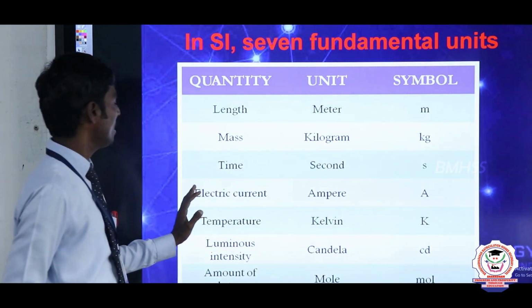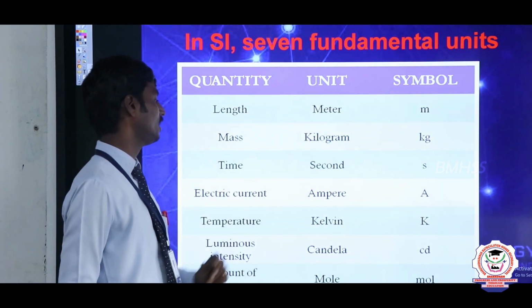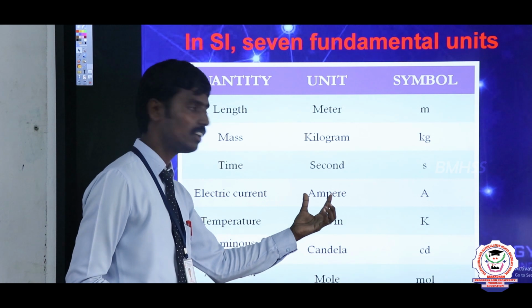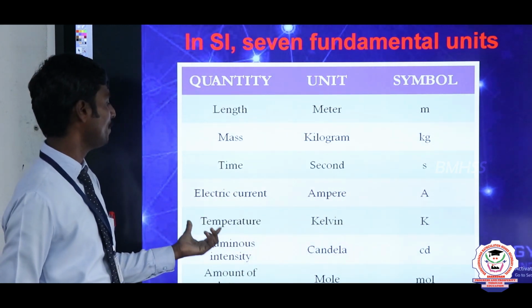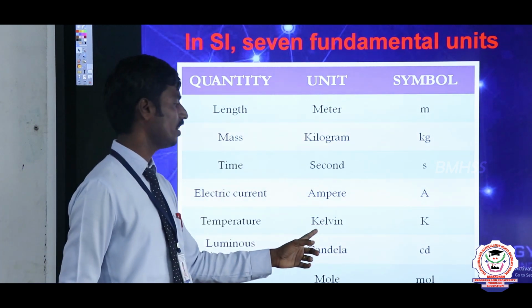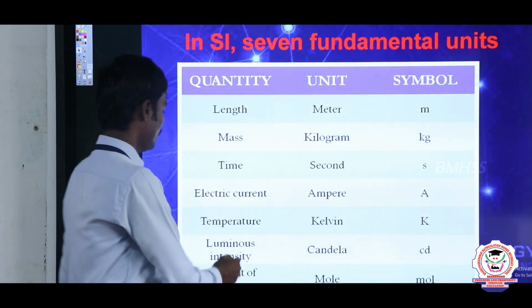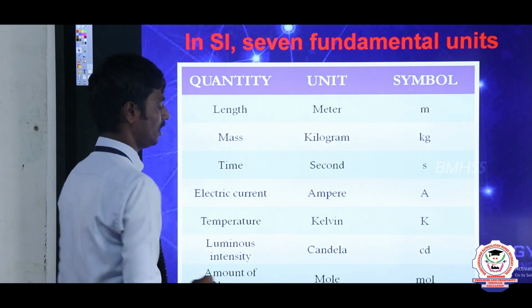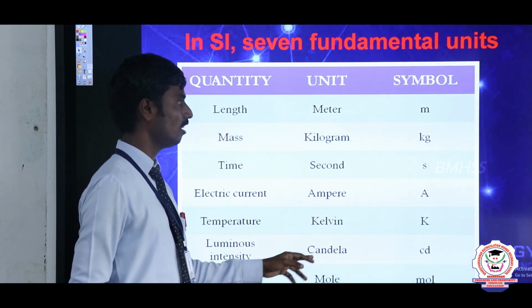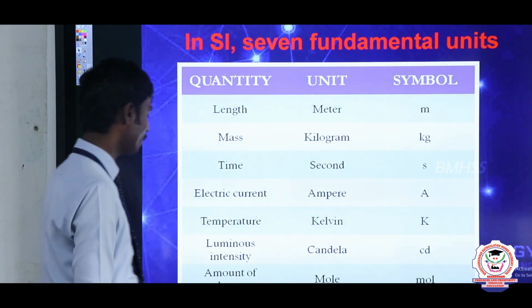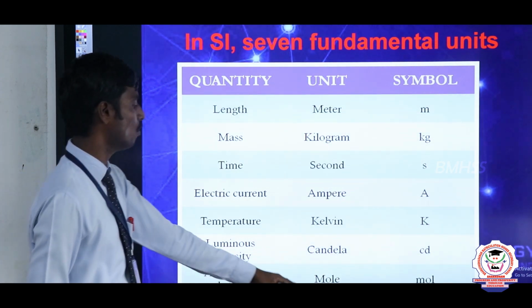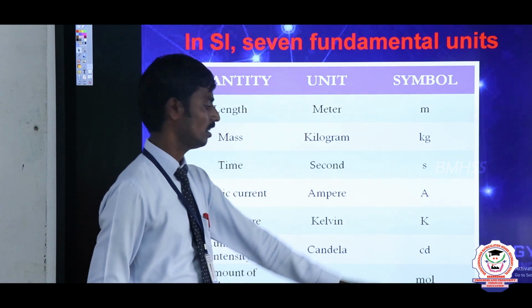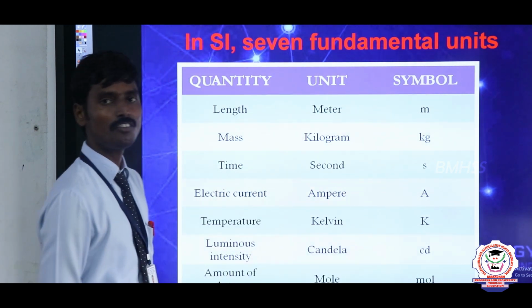Next, the SI unit of electric current, answer is ampere, symbol A. The next one is the SI unit of temperature, Kelvin, symbol K. The SI unit of luminous intensity, candela, symbol cd. The next one is amount of substance. The SI unit of amount of substance is mole, symbol mol, mole. There are 7 fundamental quantities.